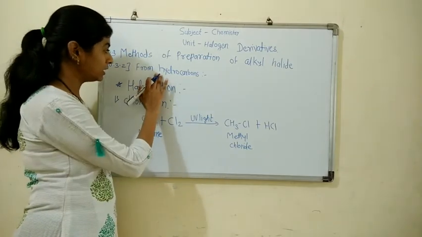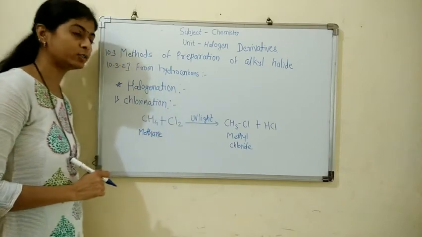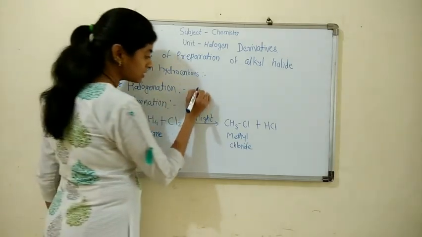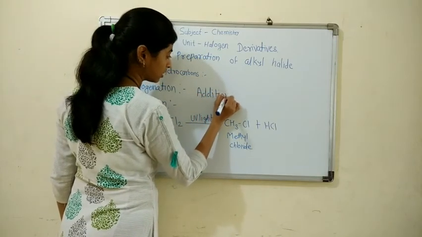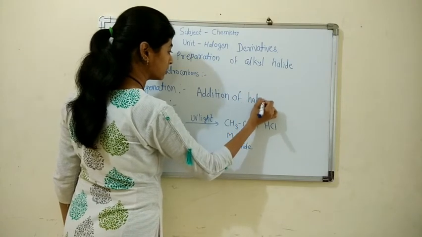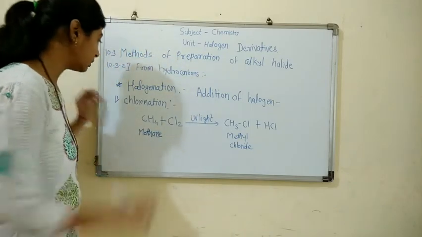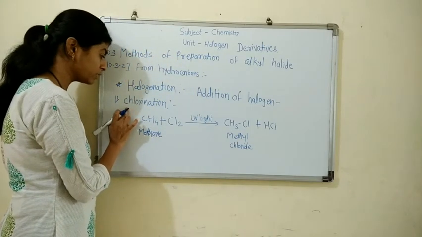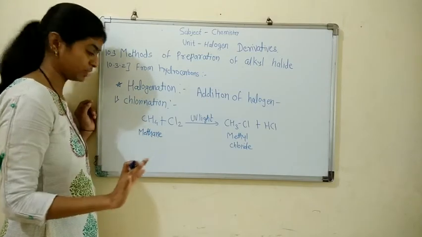Now in this type, first is halogenation. What is meant by halogenation? Halogenation means, in simple language, addition of halogen with suitable conditions. In this, first is chlorination. Chlorination means addition of chlorine.